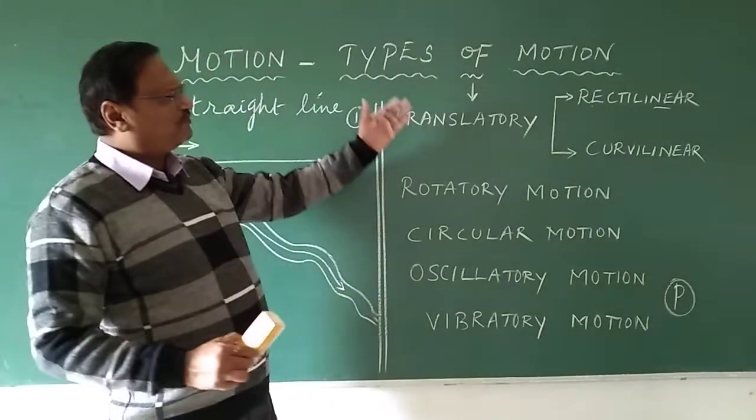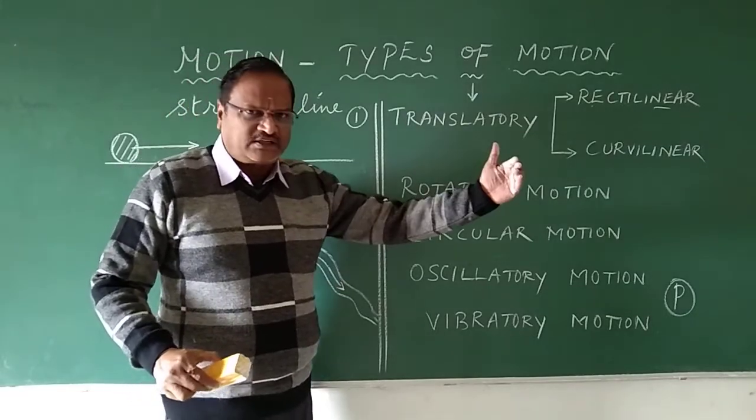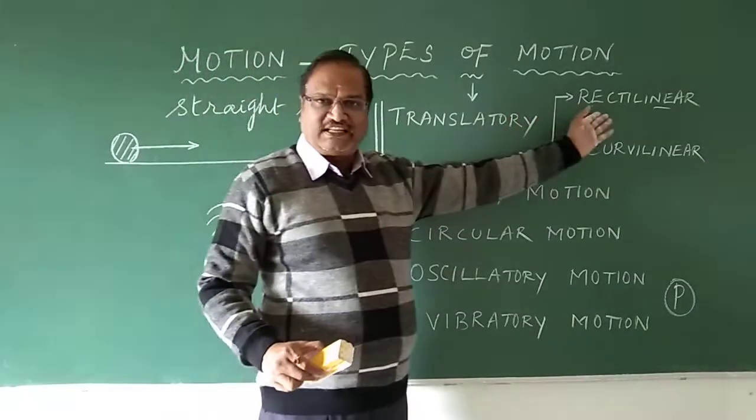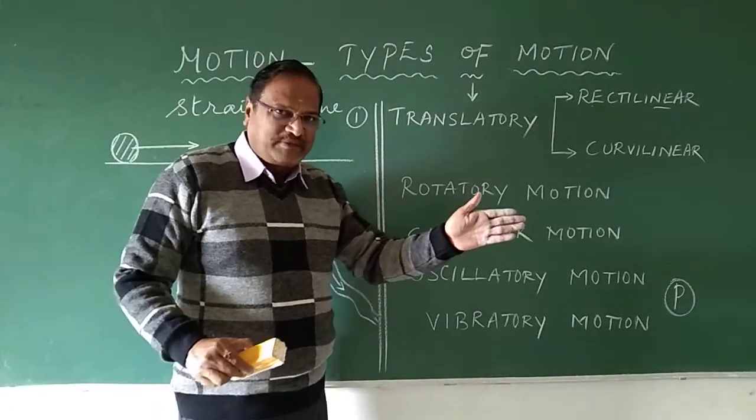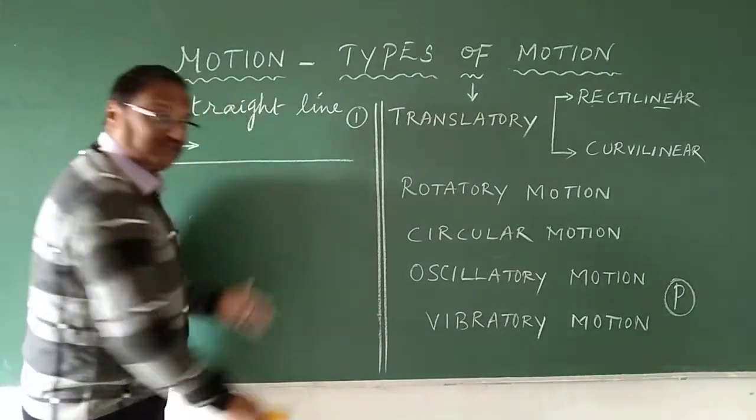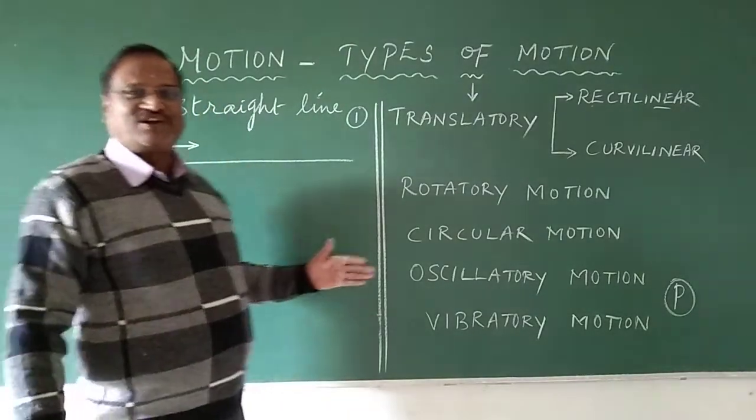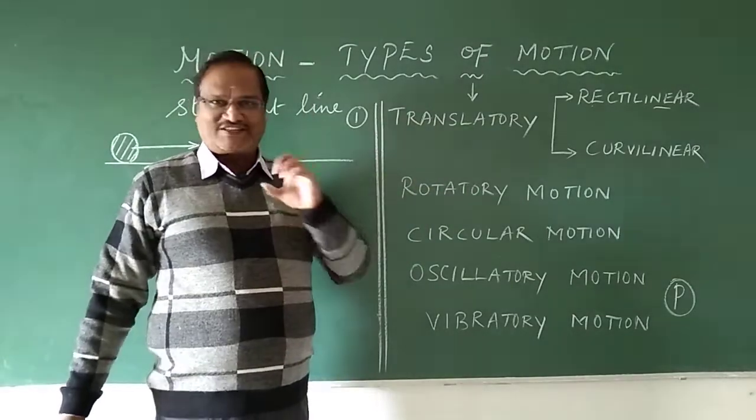These are different types of motion, right? We observe a car going in a straight line. We call that rectilinear motion. We see a car going in a curved line, maybe in a small lane where it has to take turns very often, and that is called curvilinear motion. I hope you understand.